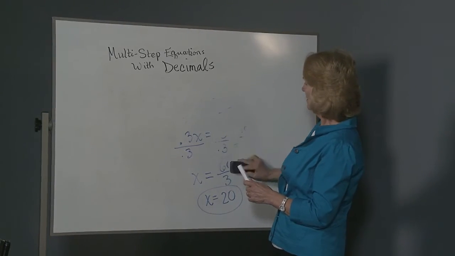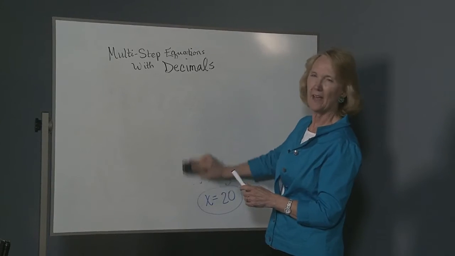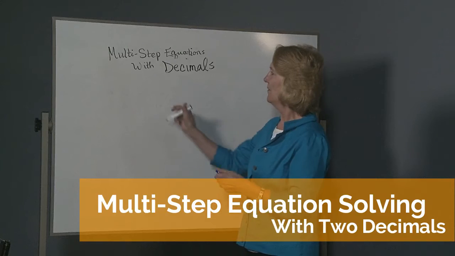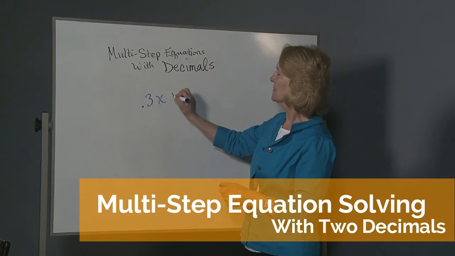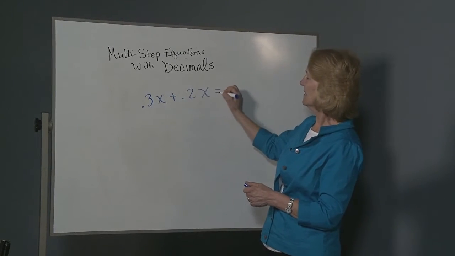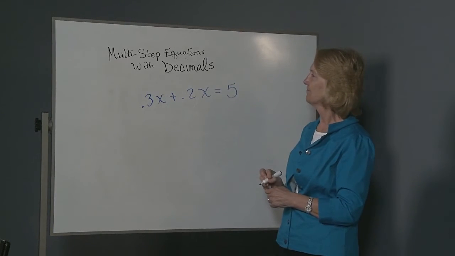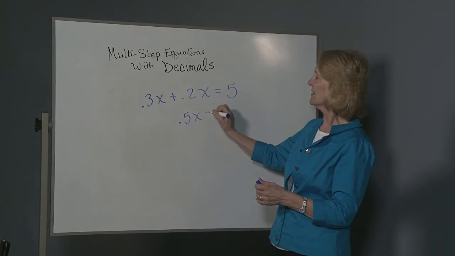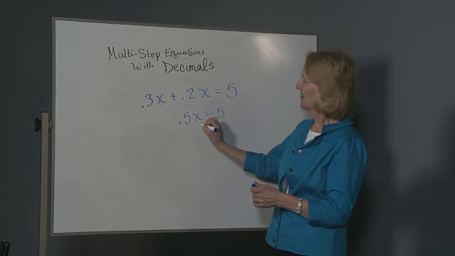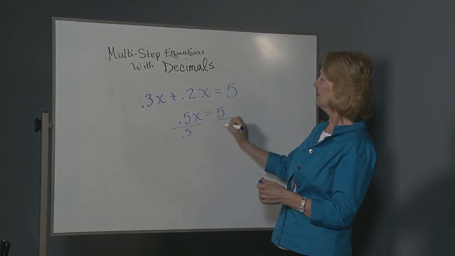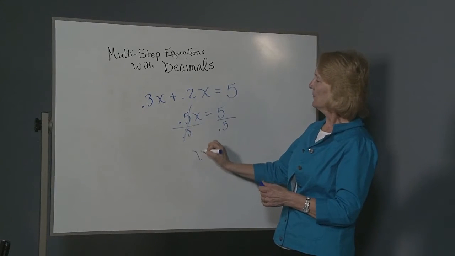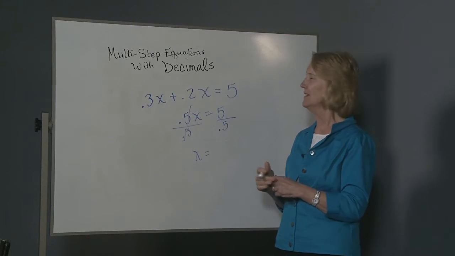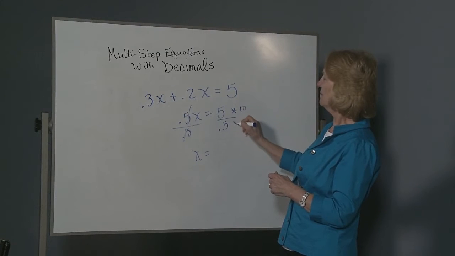Let's go with 2 decimals. Same x, but we'll have different parts of it. If you have 0.3 times x plus 0.2 times x, and that equals 5, 0.3 plus 0.2 would be 0.5, x equals 5. Divide to undo this multiplication. Get x equals, but we want to make that fraction a little easier on our brain. So multiply by 10 on the top and bottom.